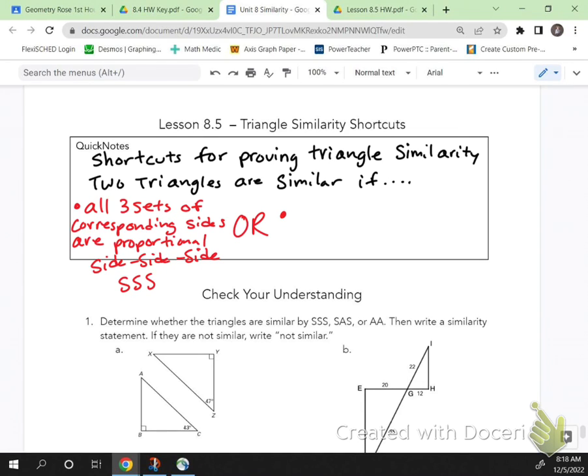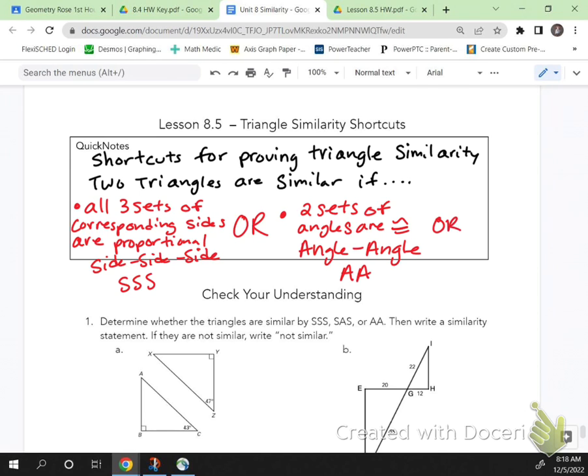Okay? The second scenario is 2 sets of angles are congruent. Can anyone guess what this is called? 2 angles, congruent. Angle, angle similarity. AA. Got it?